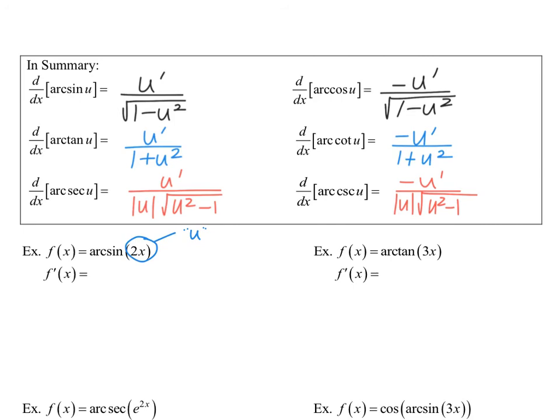U prime, all right, well, the derivative of that is 2. On the bottom, the root of 1 minus the u, whatever the u is, in this case 2x squared. So the root of 1 minus that 2x squared, would be 4x squared. All right, so just knowing the rule is enough to get you the solution. All right, same idea for the arctangent.